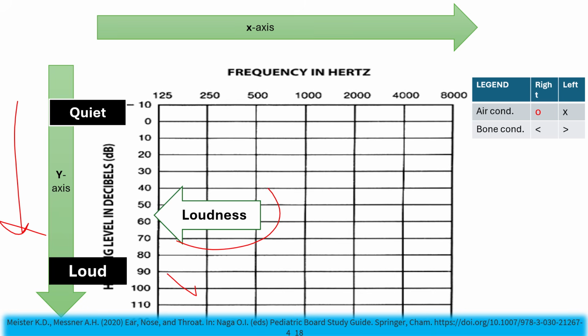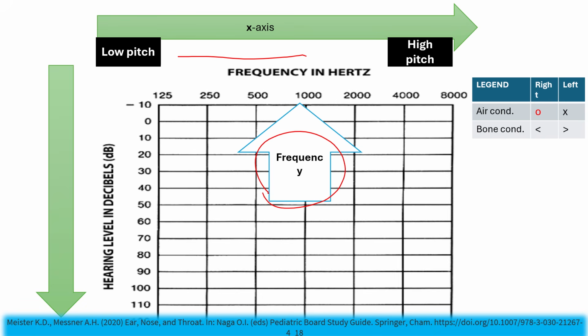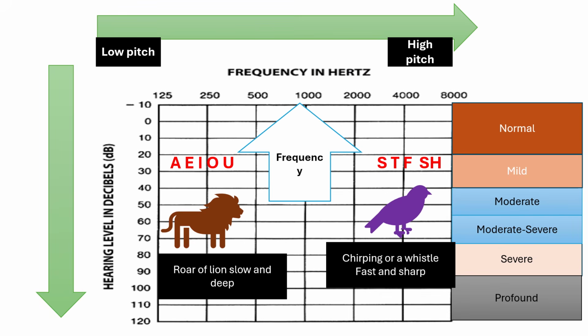The Y-axis tests the loudness of the voice, starting from 0, which is very quiet, down to 110, which is extremely loud, like a scream. -10 means super hearing, which is rare. The hearing level is measured in decibels. The X-axis here measures the frequency of the sound, which is how many sound waves per second, and starts from low pitch sound 125 and continues to increase: 500, 1000, 2000, 4000, to the highest pitch sound, measured in hertz. The best example of low pitch sound is the roar of a lion. It is slow and deep to scare other animals.